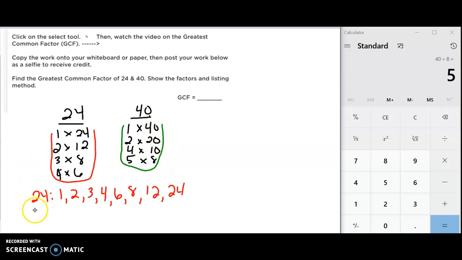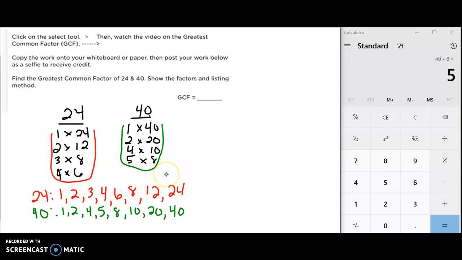So let's go ahead and write all my factors out in the listing method. So 40 is going to be what numbers? 1, 2, 4, 5. Now keep going around. 8, 10, 20, and 40. So now I have all of my factors of 24 and 40.